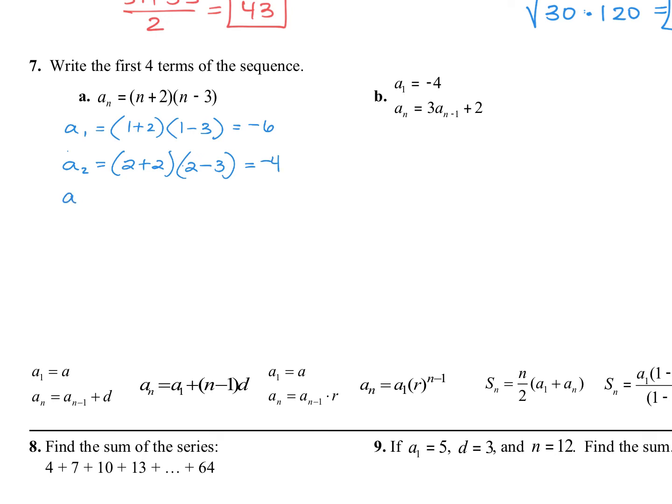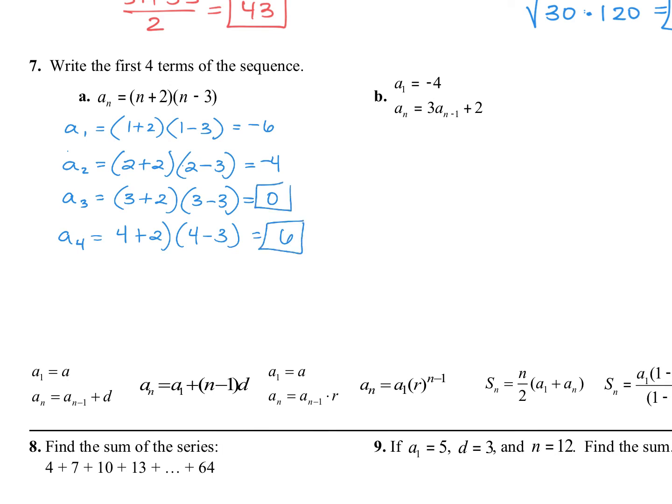Okay, now do the same thing with 3s. And I don't need to see all of this from you, but I'm going to write it down for anyone who wants to see it all. So if you plug in the 3, I wrote that backwards. 3 minus 3 is 0. So plug that in and you get 0 because you're multiplying by 0. And then the fourth term is going to be 4 plus 2 times 4 minus 3. And when you plug that in, you get 6. Okay, so your first 4 terms of the sequence are those 4 numbers.